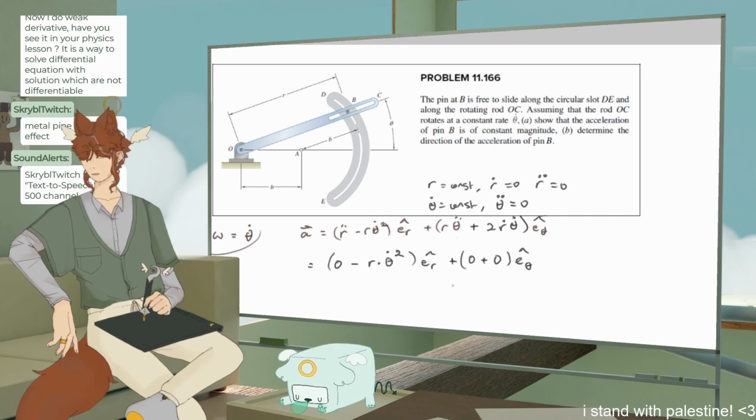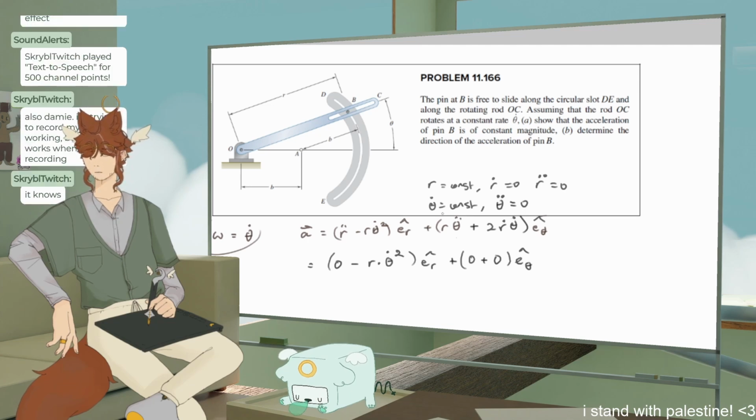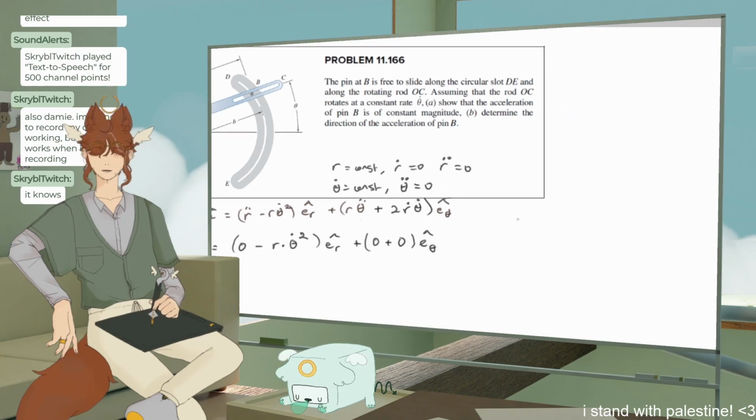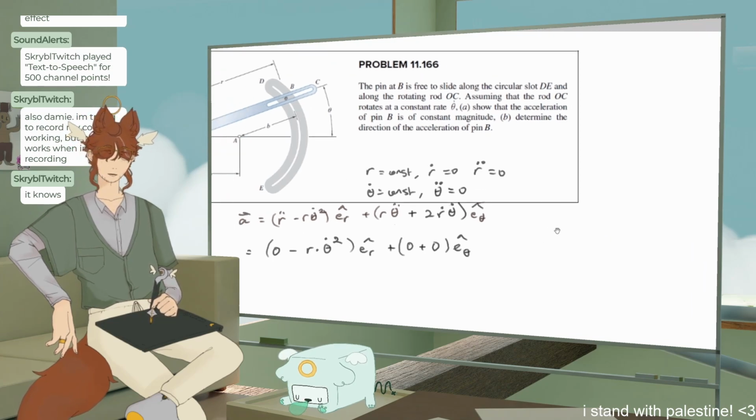But what is this music that's playing? This is like some goofy, it's called The Juggler. I'm trying to record my code working, but it only works when I'm not recording. It knows. It's like electrons. They behave like a wave or a particle when you're not looking at them.